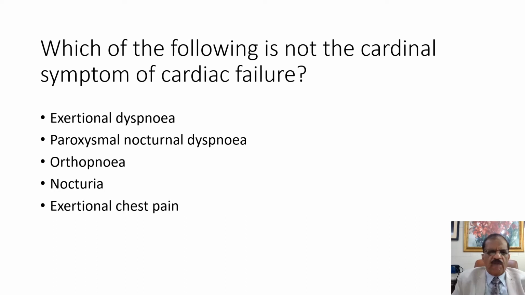These terms are self-explanatory. Exertional dyspnea is the dyspnea which comes on exertion. Paroxysmal nocturnal dyspnea is a specific type of dyspnea which comes usually late at night when the patient is lying flat and suddenly feels short of breath, has to get up, and when he sits up for a few minutes, he gets relieved. Orthopnea is almost the same, but the symptom starts immediately when the patient lies flat. Nocturia is micturition at night, and exertional chest pain is of course self-explanatory. Which one is not the cardinal symptom of cardiac failure? I think this one is easy.